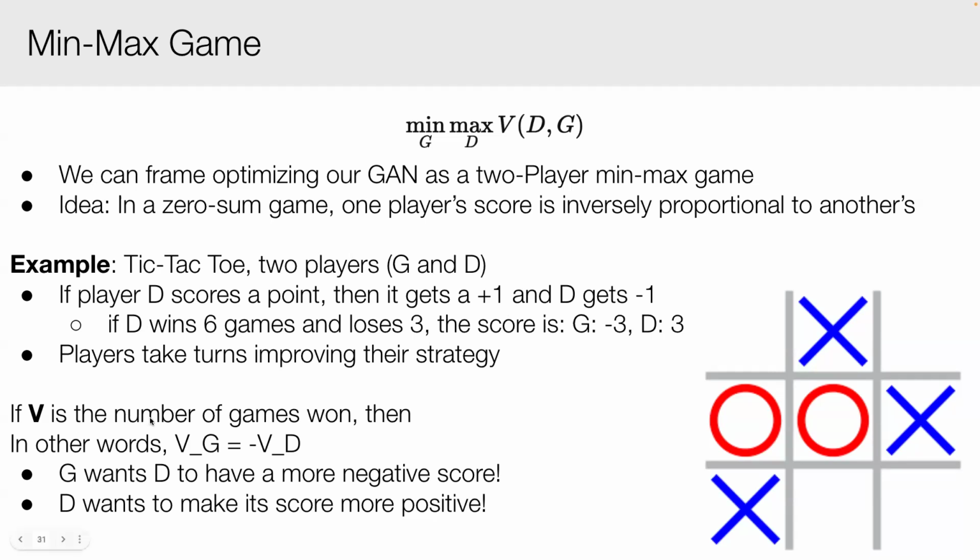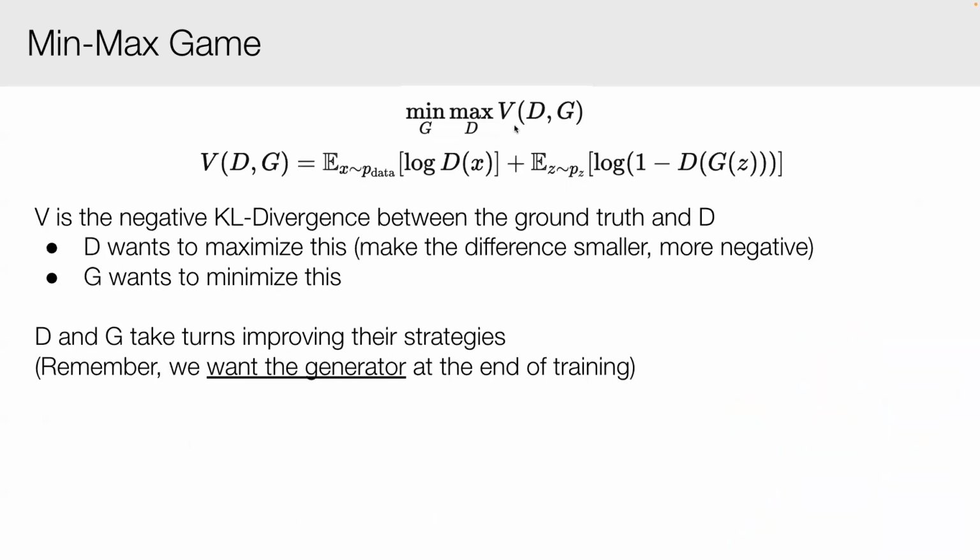Okay. So if V is the number of games won, then how well G is doing is really just the opposite of how well D is doing, right? Does that make sense? Okay. Yeah, so G wants a more negative score, D wants a more positive score. And again, the score in this case is just that value function. In the context of GANs, V is this value. So the discriminator is trying to maximize this, and in turn, the generator is trying to minimize this.